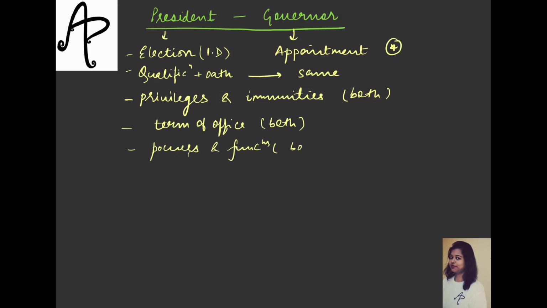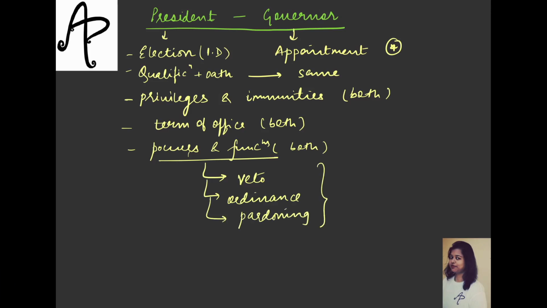So this will again go for both. Now, when we talk about powers and functions, we will also compare the veto making power, the veto power, the ordinance making power and the pardoning power. So what will happen is that when we compare those of President and Governor, it will be easier for us to know their separate powers also and what differences exist between their powers. And then we will see the constitutional position of both President and Governor. So you understand why we are doing it simultaneously.